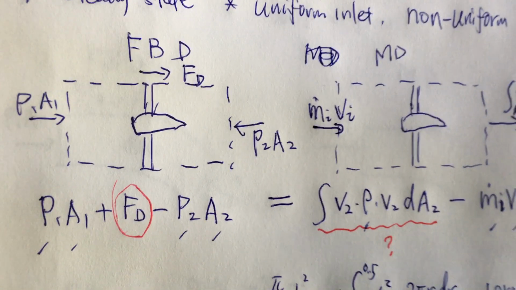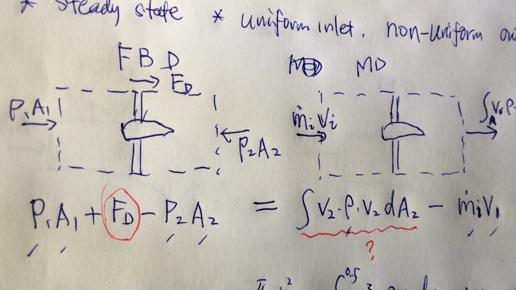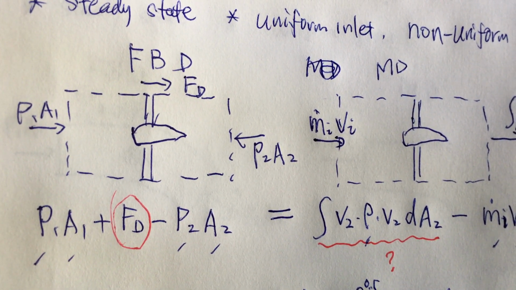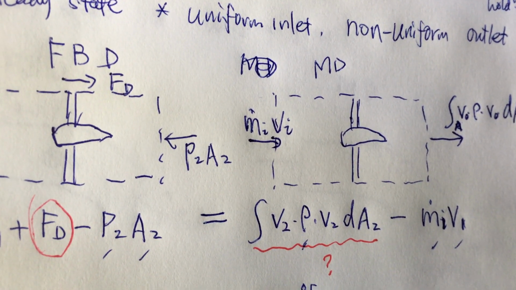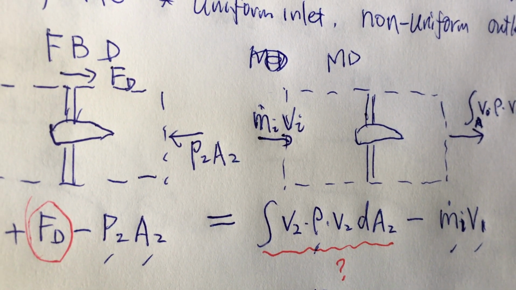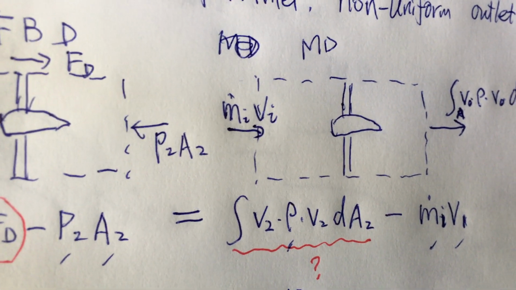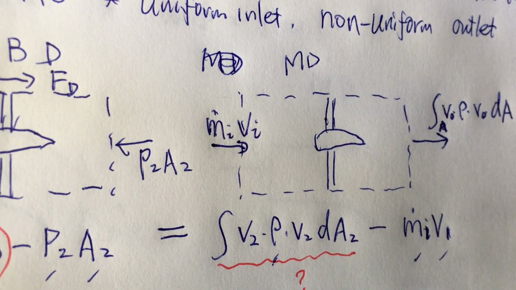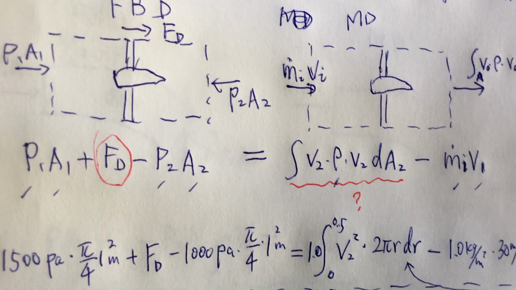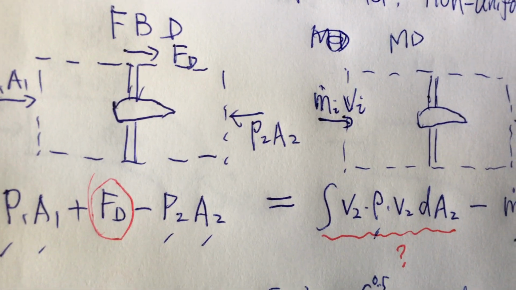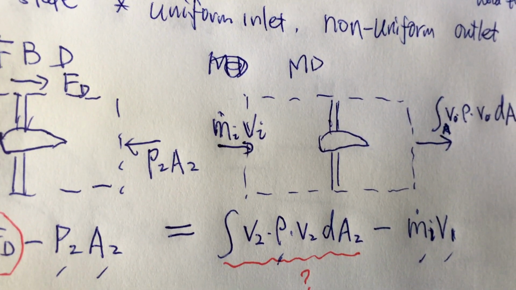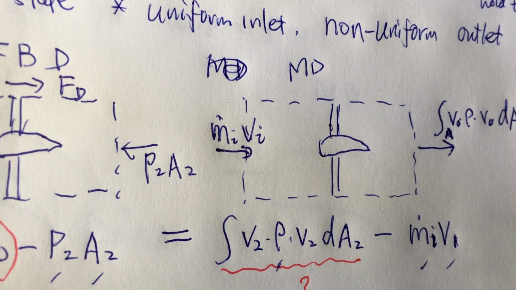Based on these diagrams, you should be able to write down the equation. The summation of force on the left-hand side is P1A1 plus Fd minus P2A2. The right-hand side is the momentum change, outlet momentum minus inlet momentum: the integral of V2 rho V2 dA2, minus the inlet momentum, which is m dot 1 times V1. So our unknown Fd is in the equation. It's good. We just need to find out everything else. We know P1A1 and P2A2. We should be able to calculate the mass flow rate at the inlet because we're given the velocity at the inlet.